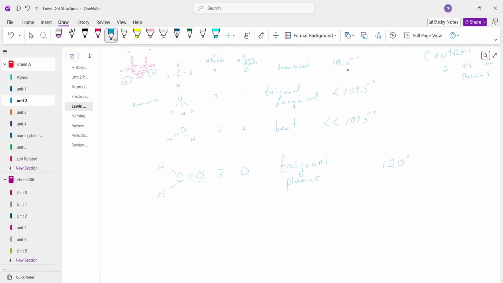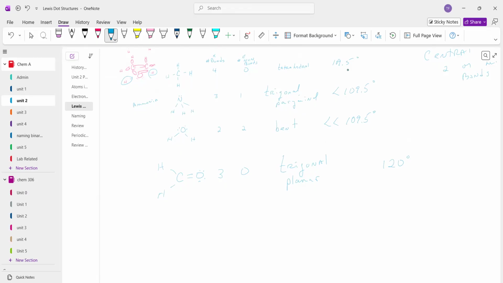Okay, so a plane tetrahedral 4-0 has 109.5 degrees for each of the connections going into the carbon. If it's trigonal pyramidal, that means it's less than 109.5, because the unbonded pair pushes those together, the CHs or the NHs. So it's less than 109.5. On bent, it pushes them even greater. So that's why I put two less thans.